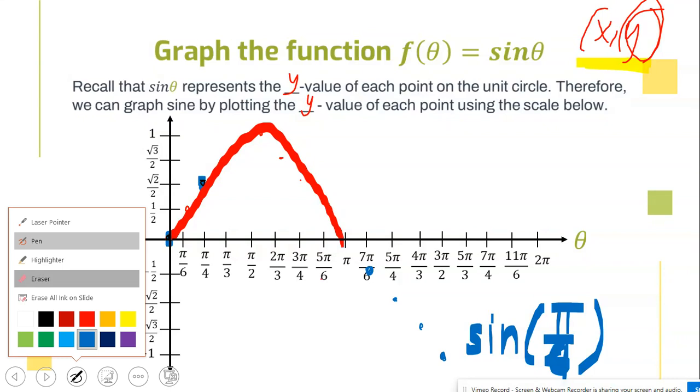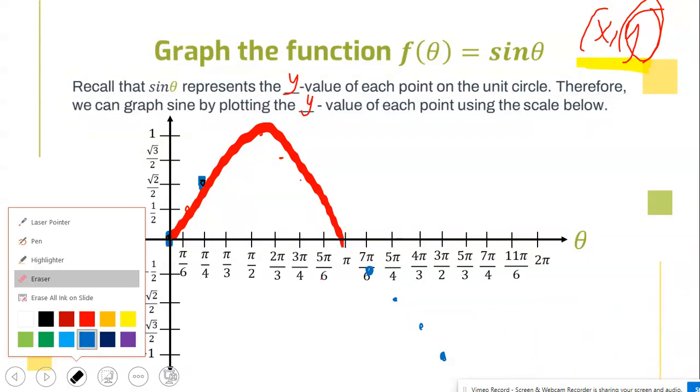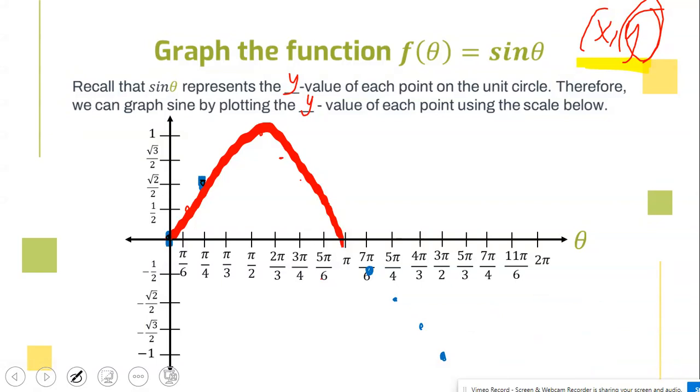All right? So we can kind of see what's happening here and continue on. 5 pi over 3. Now we're in quadrant 4. We're at negative root 3 over 2. 7 pi over 4. We're in quadrant 4 again. Negative root 2 over 2. 11 pi over 6. We're at negative 1/2. And 2 pi, we're back at 0.